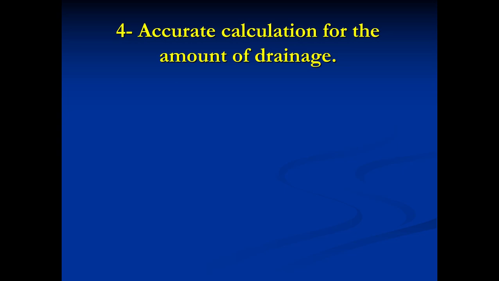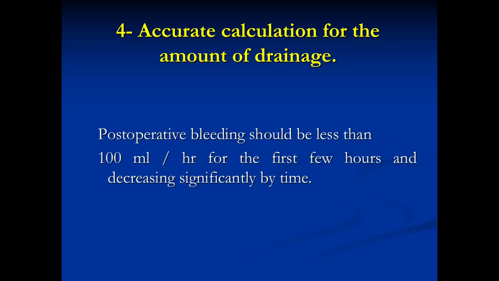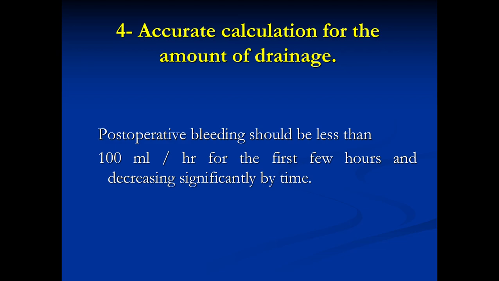You have to accurately calculate the amount of drainage. Why? Because if the amount of drainage is more than the accepted level, you have to explore the patient, or you have to think of another way of management. For example, postoperative bleeding should be less than 100 ml per hour for the first few hours and decrease significantly with time. If the amount is more than that, you have to think about the next step in the management of the patient.